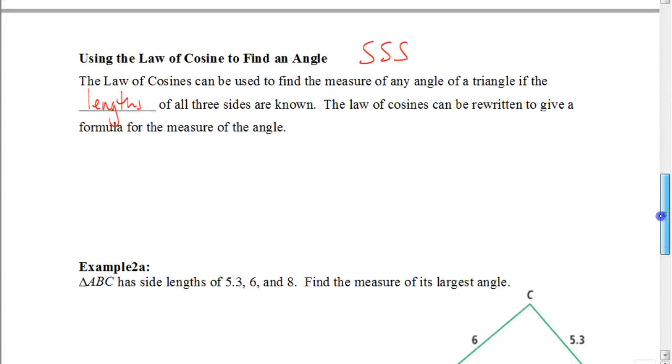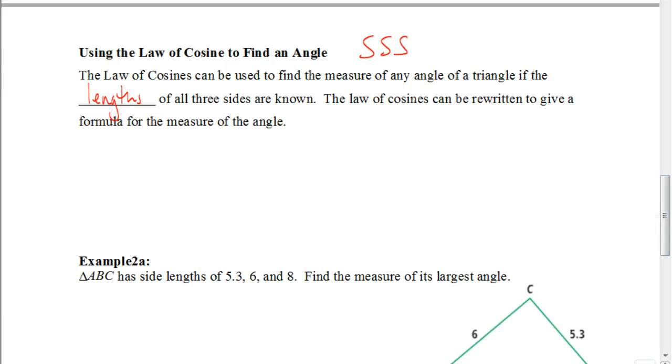Well, what happens if we're not trying to find the length of a side? What happens if instead we're trying to find the measure of an angle? Now, this would be kind of complicated if we just tried to use the law of cosines the way it is, because the law of cosines traditionally is set up to find the measure of a missing side. Well, we want to rewrite that to find the measure of a missing angle. The angle that we're going to focus on is angle C in our formula. So here's the original formula: c squared equals a squared plus b squared minus 2ab times the cosine of C.